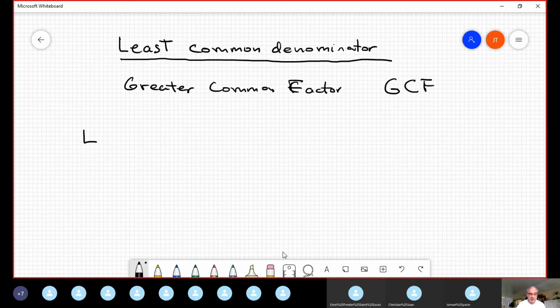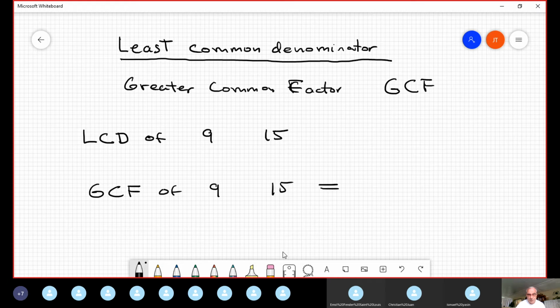Suppose we find the least common denominator of two numbers. Let me start with the numerical part. 9 and 15. What do you think? It's 3. You are wrong, mister. This is the greatest common factor. It's 3. Let me explain in detail.